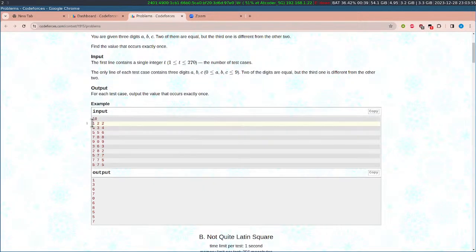If we look at the samples, the first sample says 1 2 2. Here we can see that 2 appears two times, so we should output 1. Similarly, if we look at 5 7 5, 5 appears two times, so we should output 7. I will directly jump on to the code for this one.